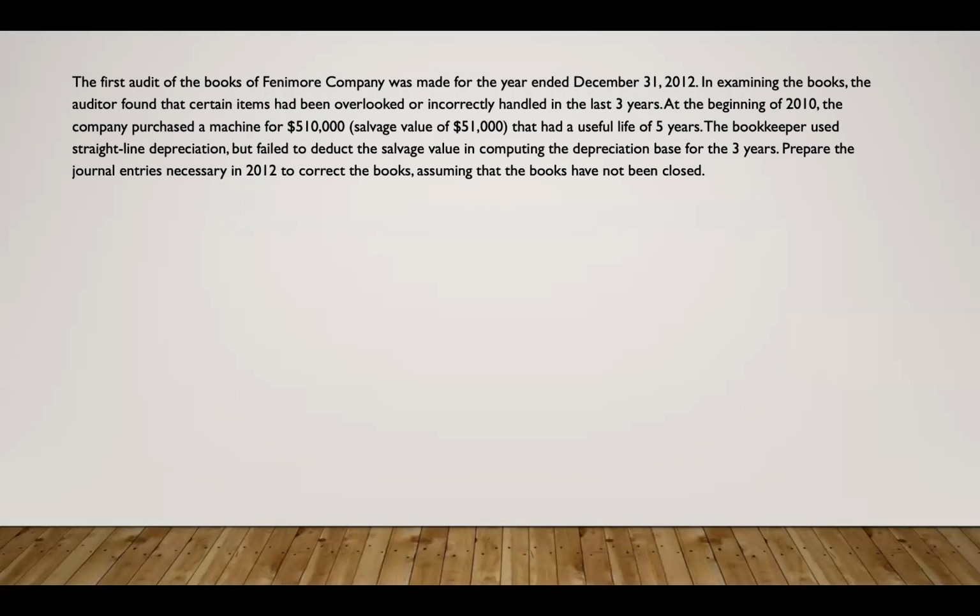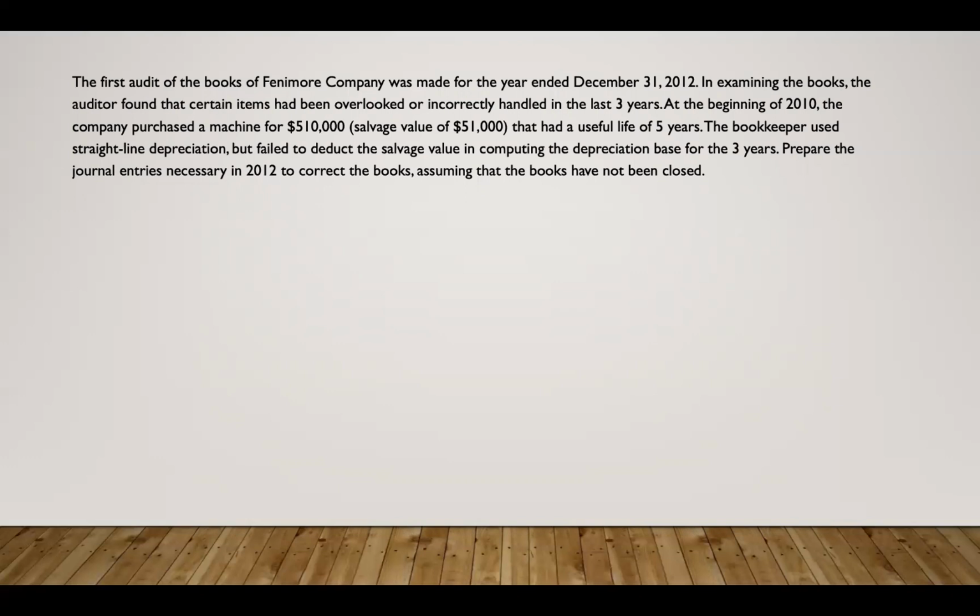Let's take a look at the second example. For the second example, during the auditing, there was a mistake discovered, and the mistake is related to depreciation. The company purchased a machine for 510,000 with a salvage value of 51,000 and a useful life of 5 years. But the bookkeeper uses straight line depreciation, and they forgot to deduct the salvage value when calculating the depreciation expense. So the mistake was for the past 3 years, 2010, 2011, and 2012.